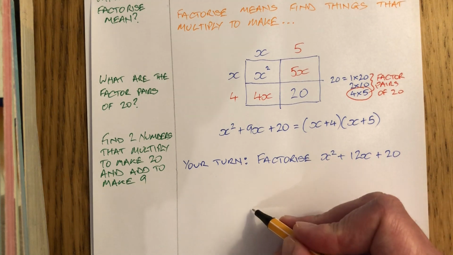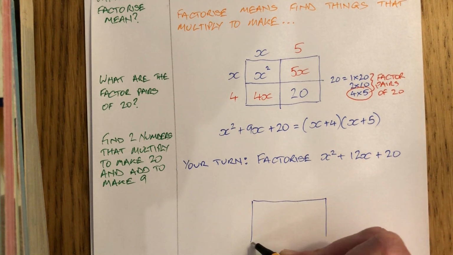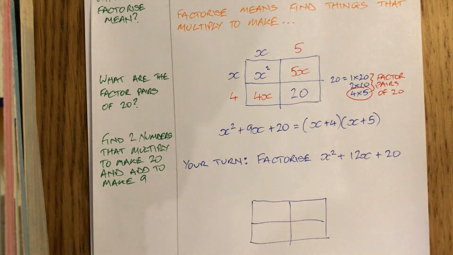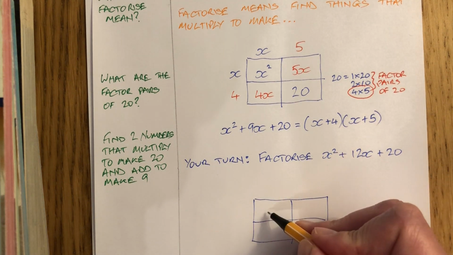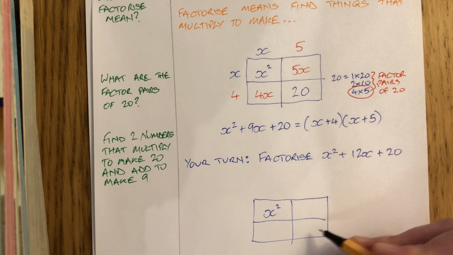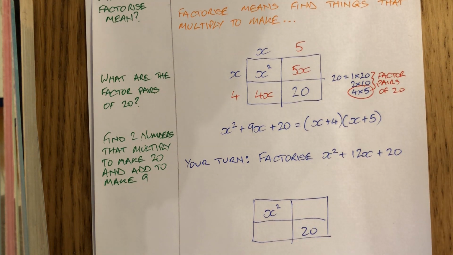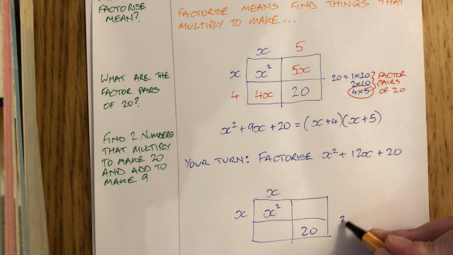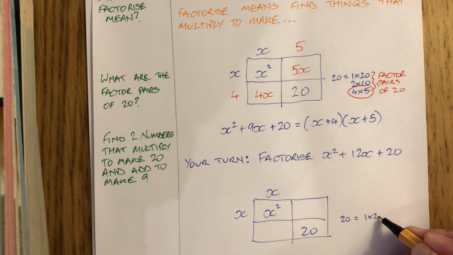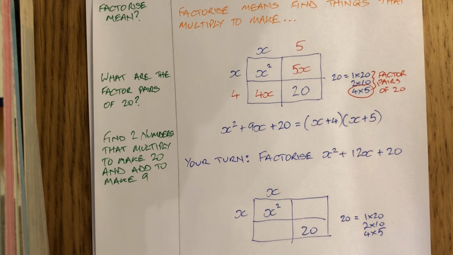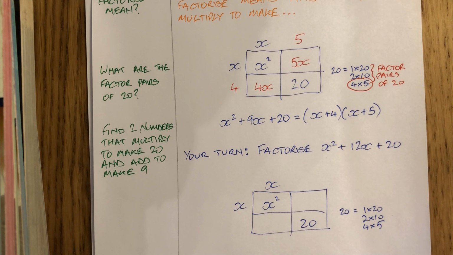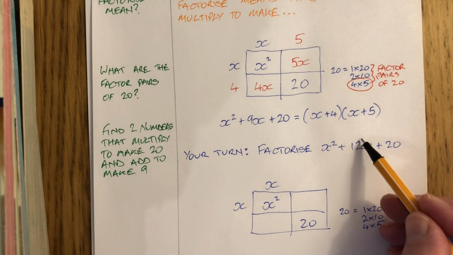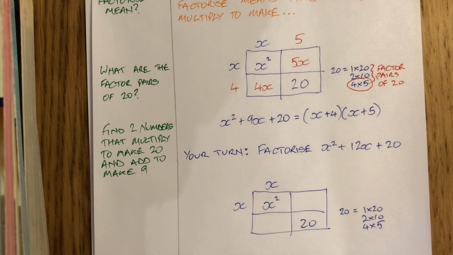Okay, so because it's to do with multiplication, do a multiplication grid. X squared goes straight into there. 20 goes straight into there. X squared is x times x. 20 is 1 times 20, or 2 times 10, or 4 times 5. Just the same as on the previous example. Now, I need to choose one of these pairs that multiplies to make 20, but adds up to make 12.